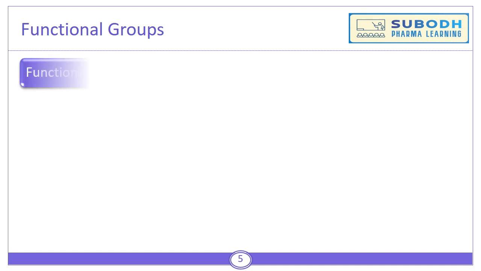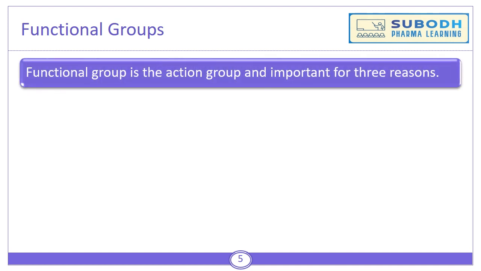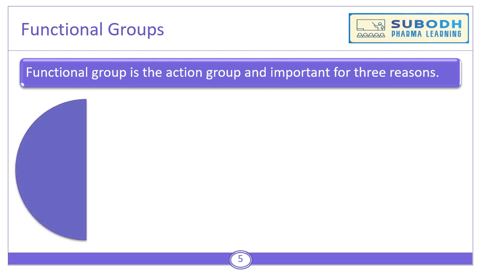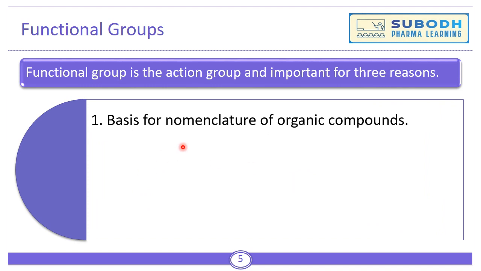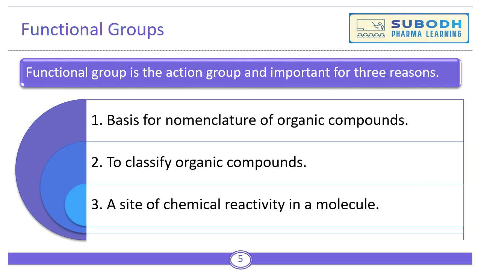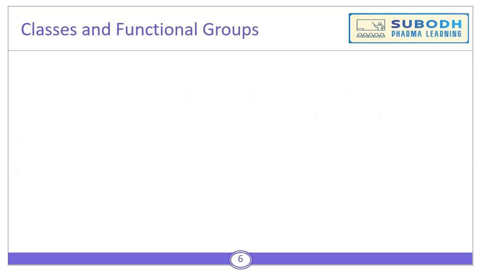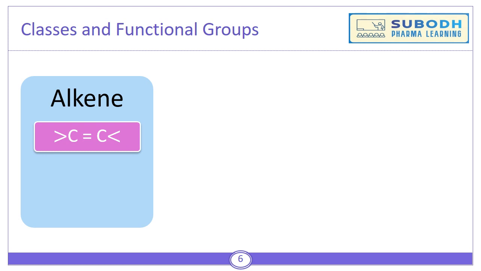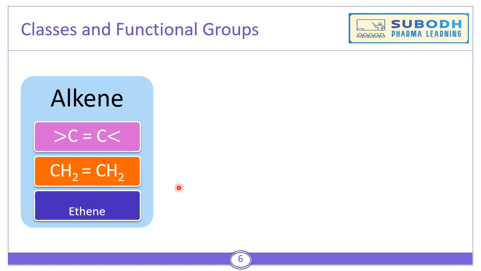The functional group is the action group and is important for three main reasons. It is the basis for nomenclature of organic compounds. It is important for classifying organic compounds, and a functional group is a site of chemical reactivity in a molecule. Now, we will see the various classes of organic compounds with their functional group.